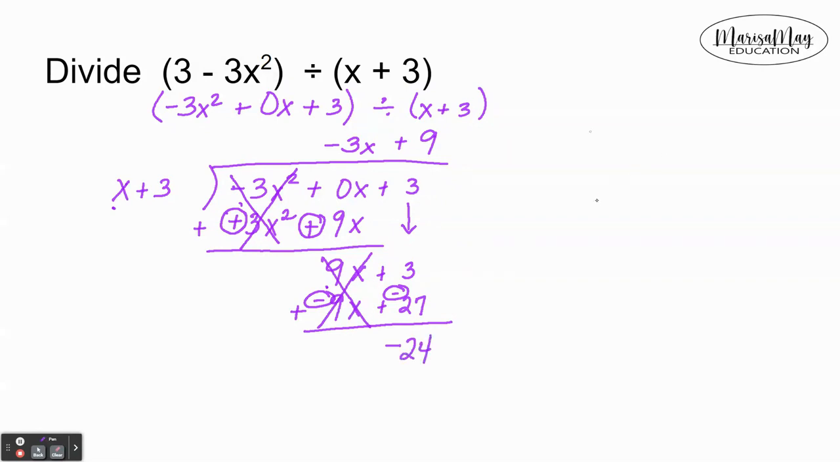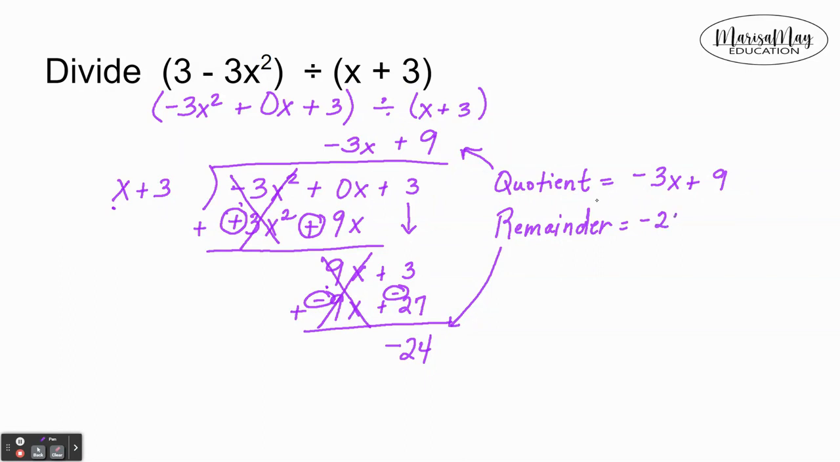All right, so let's talk about what we get as far as our answer goes. Our quotient would be the answer we got on top here. Our quotient would be negative 3x plus 9. Our remainder would be what we got left over here at the bottom. For us, that's negative 24. If we want them separate, that's how we identify them separately.